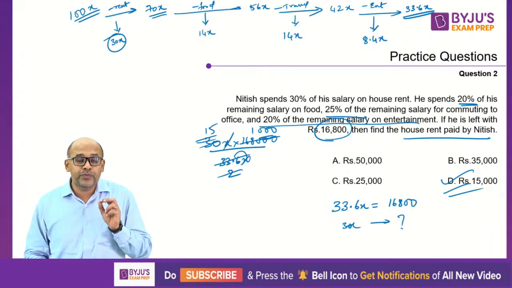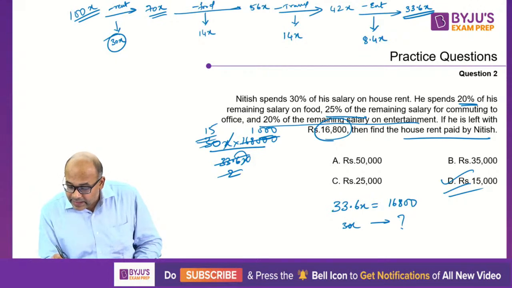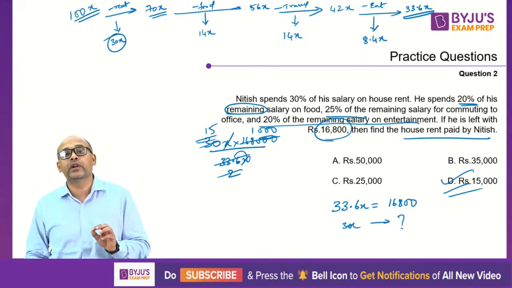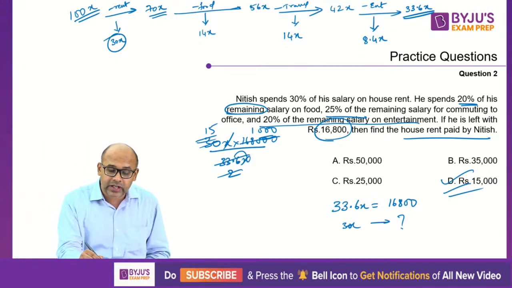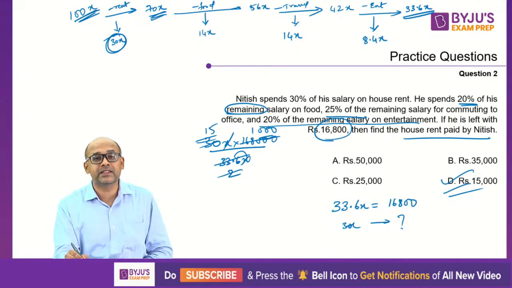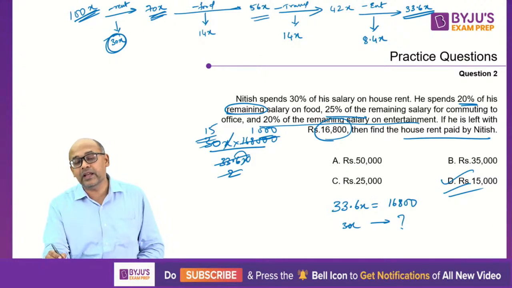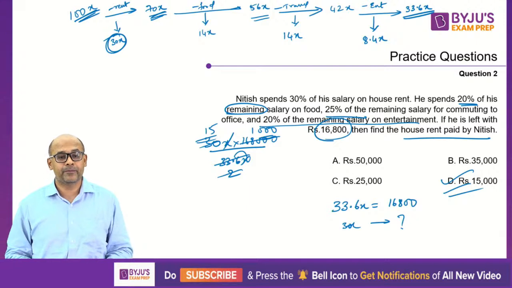So the objective of this question is to confuse students, first of all, using this word remaining. It's very important for you to realize that everything is not deducted from 100x. First you deduct 30x, then get this 70x, then food is going, then the remaining, and so on and so forth. That is one part.